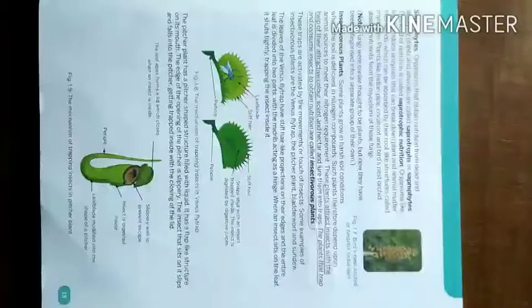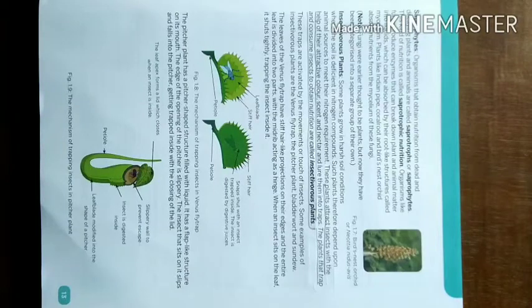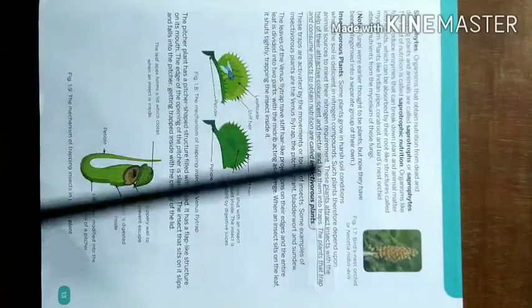Good morning, students. Yesterday in science lesson number 2 we learned about heterotrophic nutrition in plants. We have taken some types of heterotrophic plants also, that is parasitic plants and saprophytes. So now in today's video we will learn about the next topic, that is insectivorous plants.